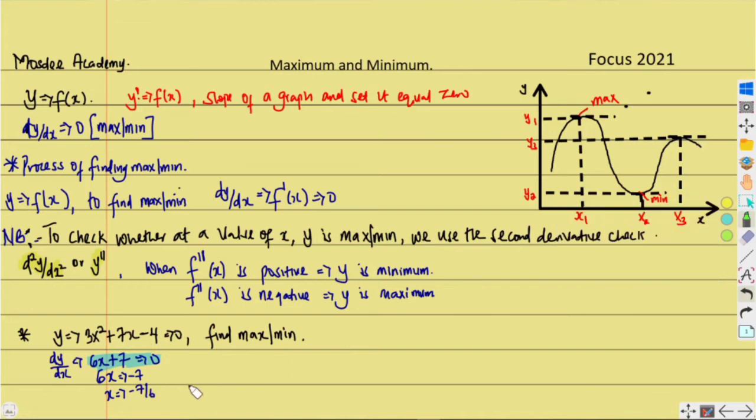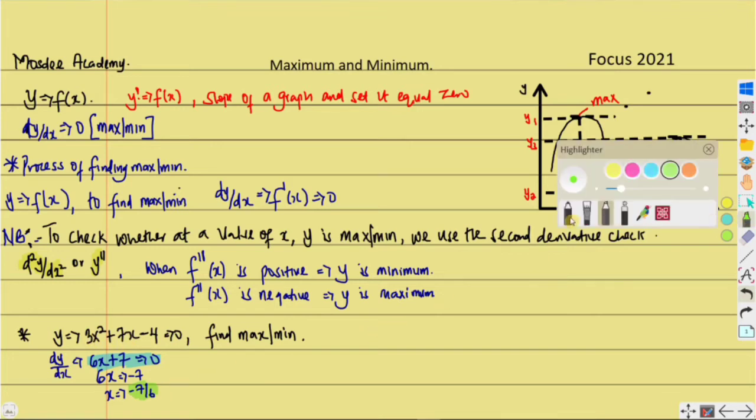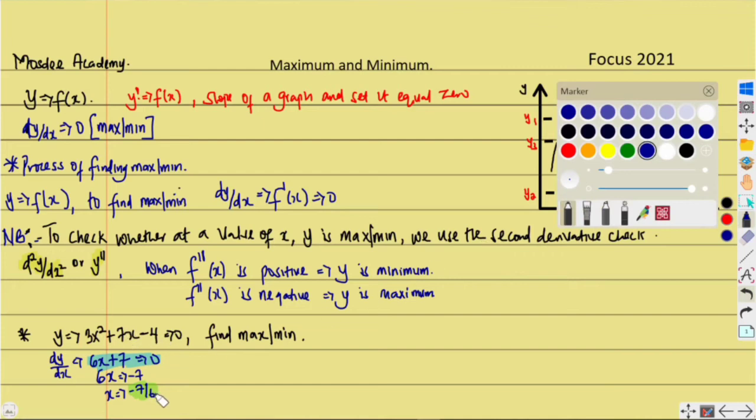Now, we are going to substitute this x equals negative 7 by 6 into this function and get the value of y. Now, the question is, the answer you are getting when you substitute, is it a minimum value or a maximum value? Then you can now check. So always keep that in mind. Now what you do is, this is your first derivative, 6x plus 7.